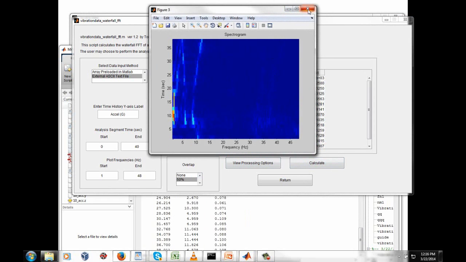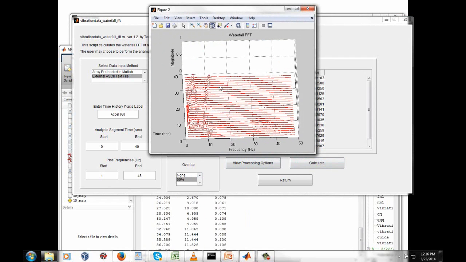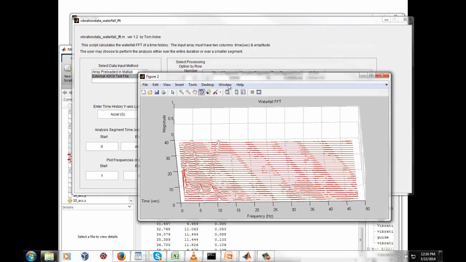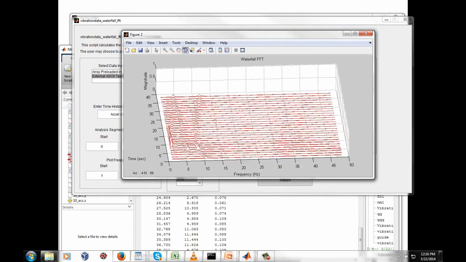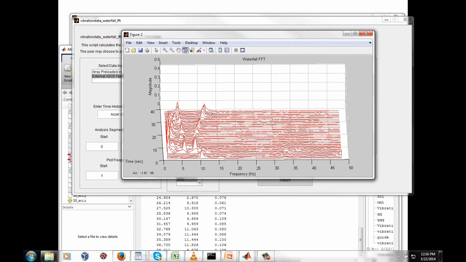Spectrogram's not as useful as we might want it to be. So when we're doing waterfall FFTs, we kind of play around with the data. We like to change our processing options. We might play around with the time. We might play around with the overlap. And this is just another perspective.